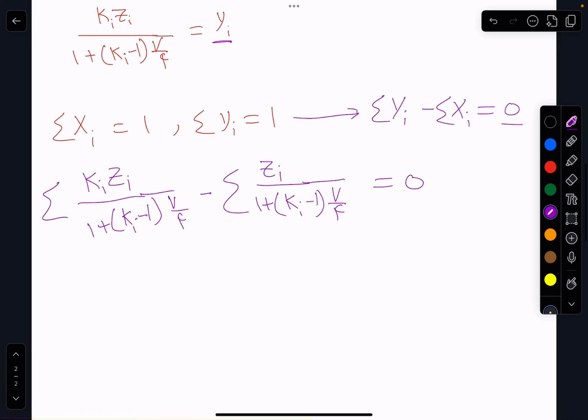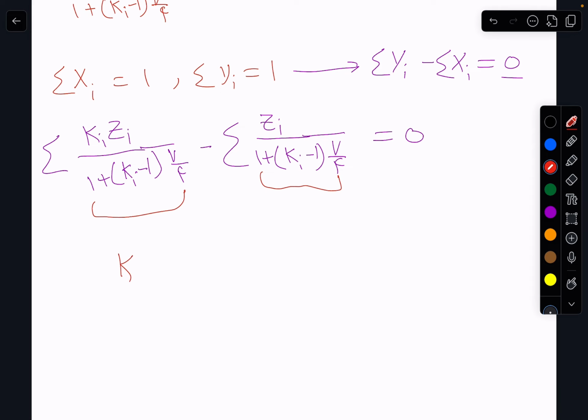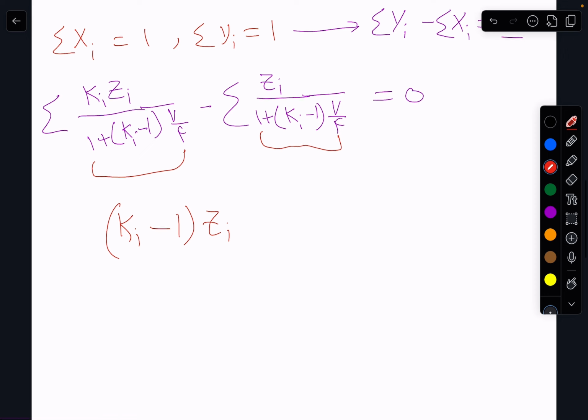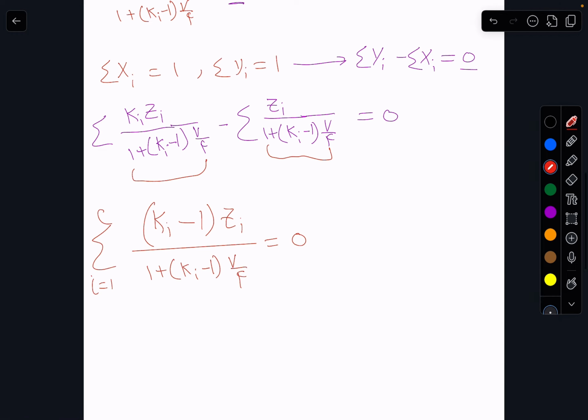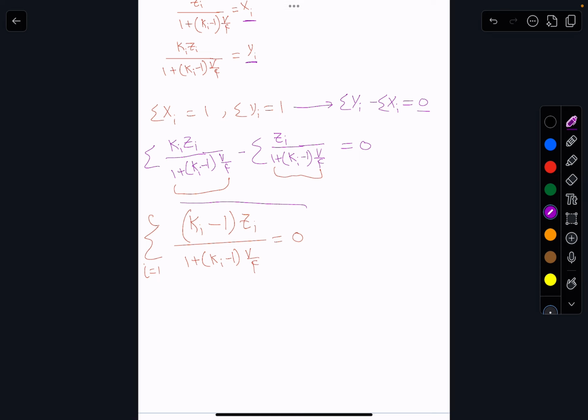That's it. We see here the denominator, so we can now subtract these two amounts: the sum of Ki minus 1 times Zi divided by 1 plus Ki minus 1 V over F equals 0, with i from 1 to C. And that's it. This is the Rachford-Rice equation.